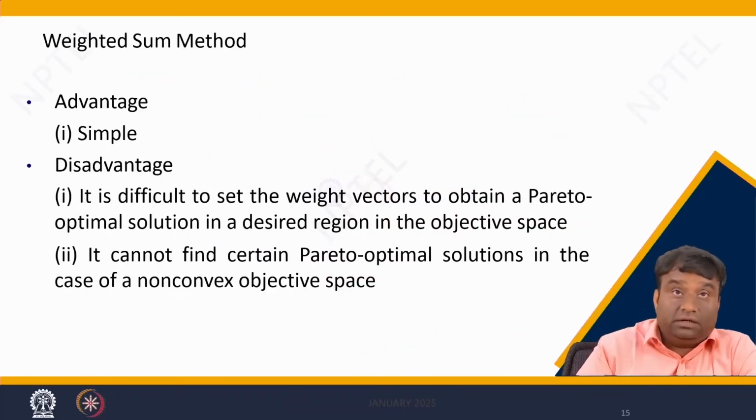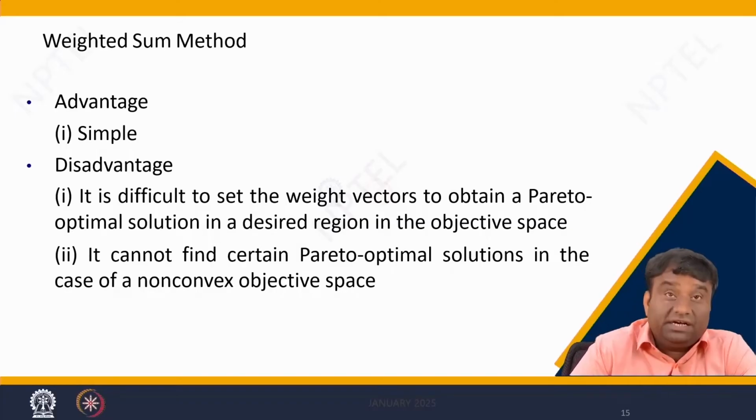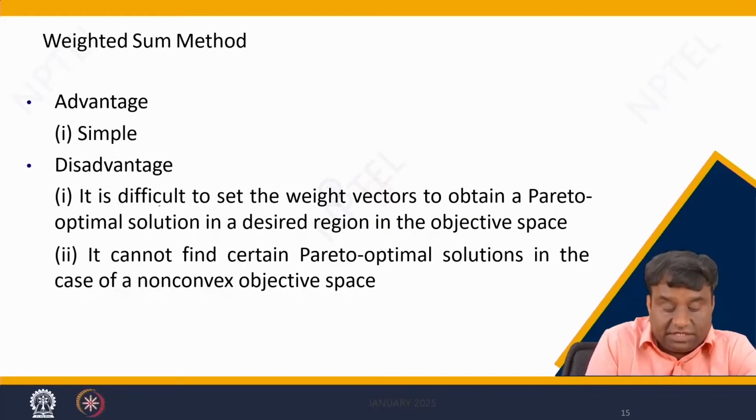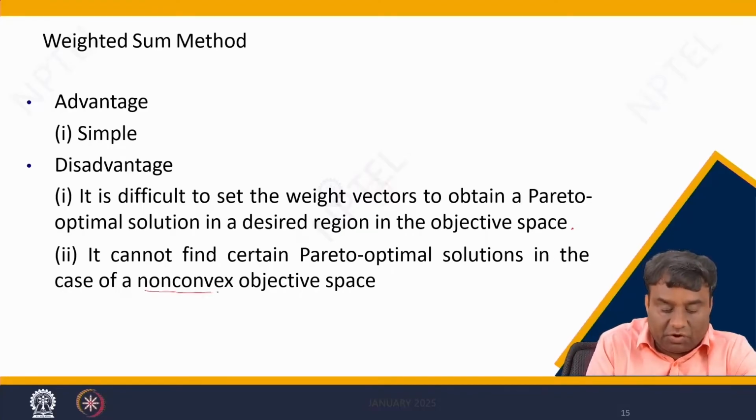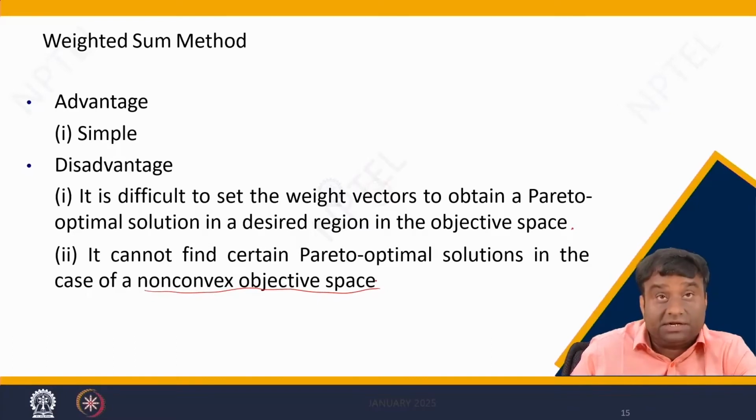The advantage of the weighted sum method is that it is very simple and easy to calculate. Disadvantage: it is difficult to set the weight vectors to obtain a Pareto optimal solution in the desired range in the objective space. It cannot find certain Pareto optimal solutions in the case of non-convex objective space. We will discuss the non-convex objective space later.